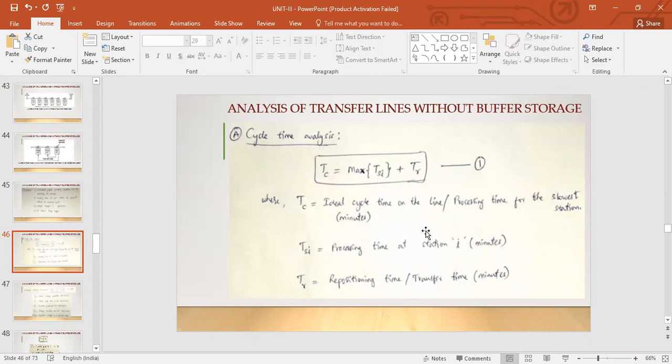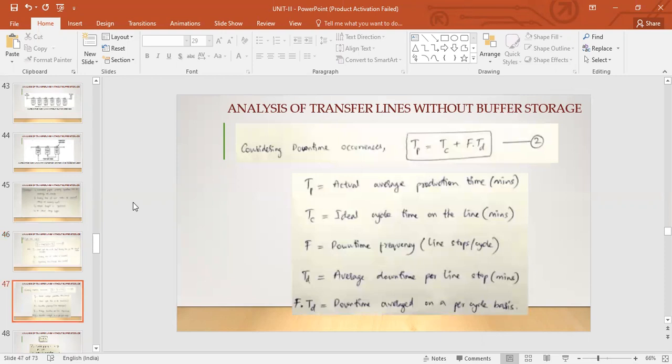When added with your processing time, that is when the process is happening, these two additions will give you the ideal cycle time. Okay, this is ideal, not actual. We'll see why it is ideal, but that's TC. Important thing, TC is your ideal cycle time.